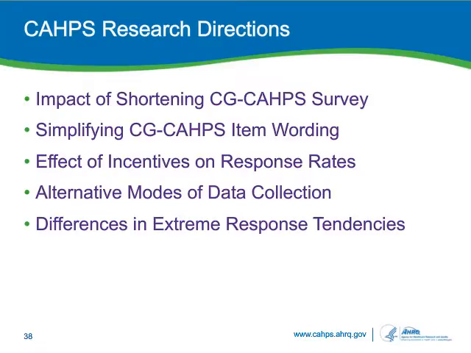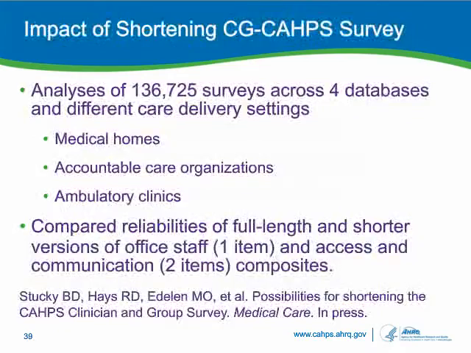We're also looking into simplifying item wording, looking at the effect of incentives on response rates, and looking at different ways of collecting data, as well as looking at whether different race ethnic subgroups respond differently to CAHPS items. I'm going to quickly summarize these, but we actually have an in-press article in Medical Care, listed at the bottom, that is based on an analysis of a large number of surveys.